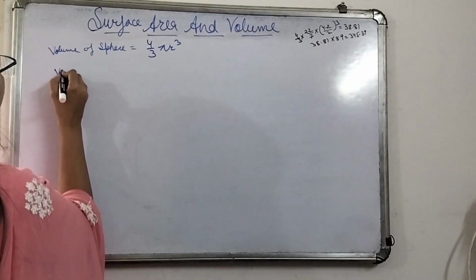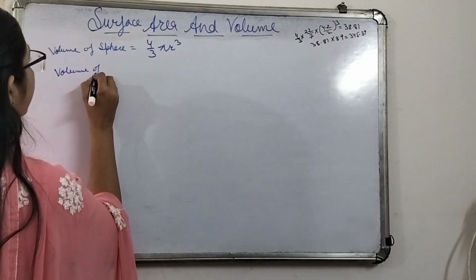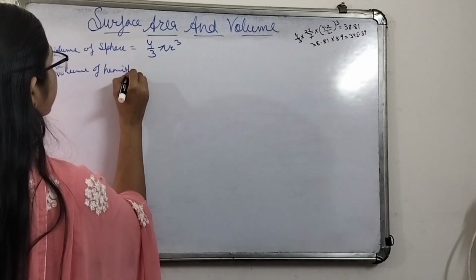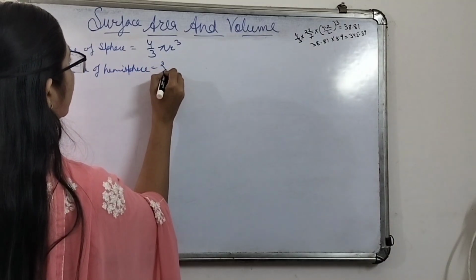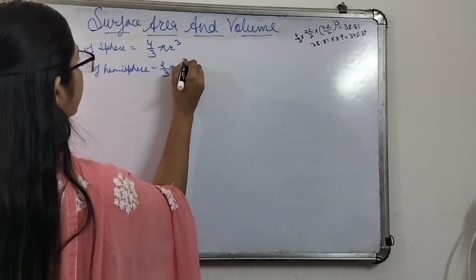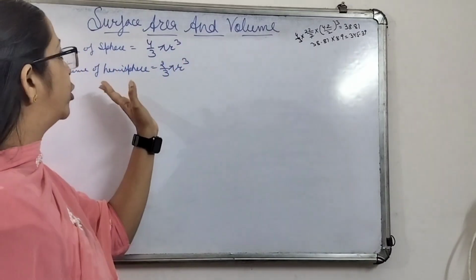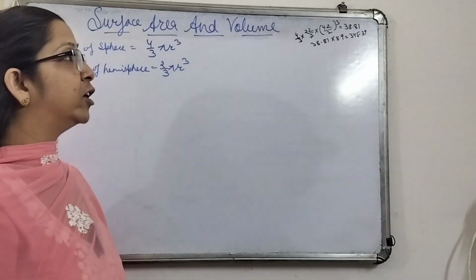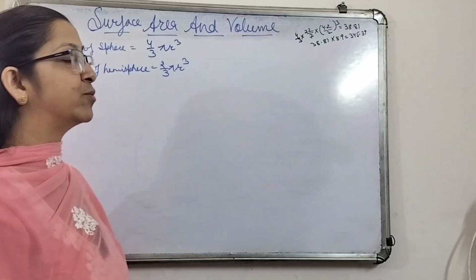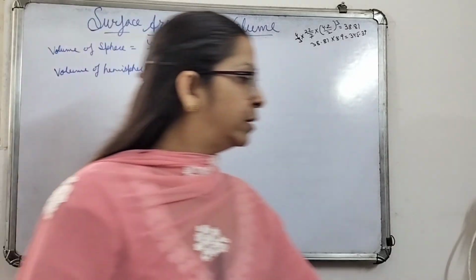So volume of hemisphere will be 2 upon 3 pi r cube. These are the formulas for finding volume of a sphere and volume of a hemisphere. Now let's see how using these formulas we can solve questions.